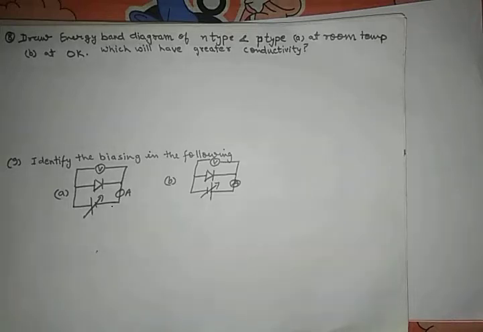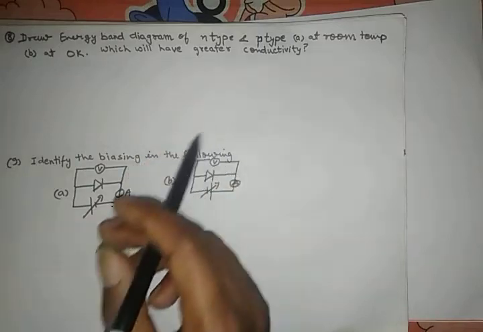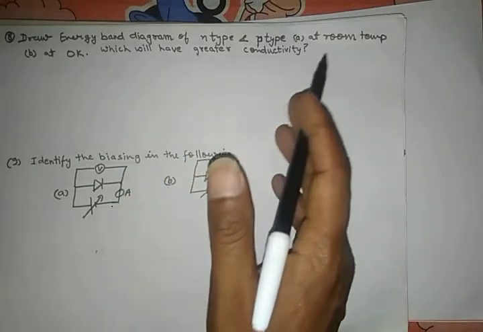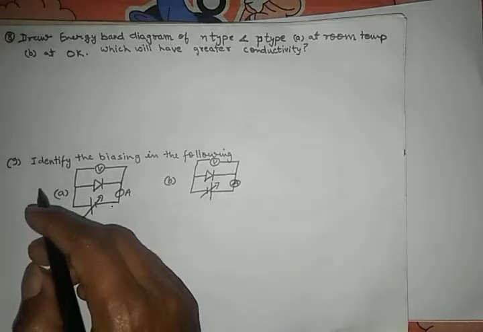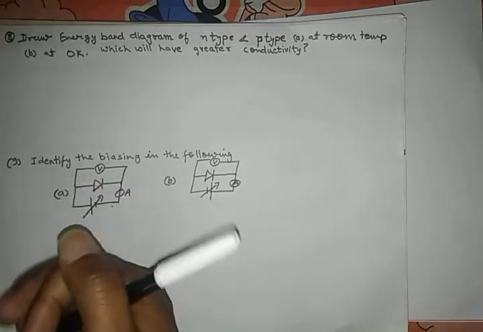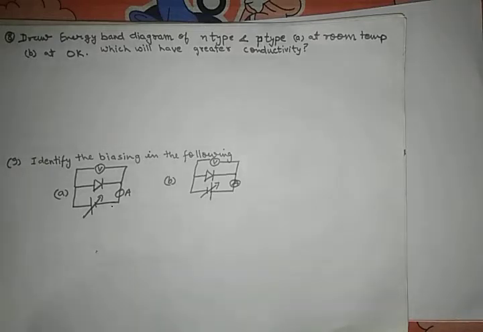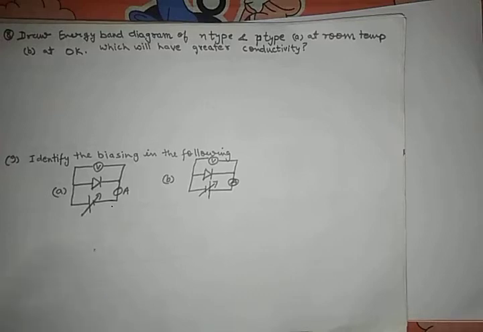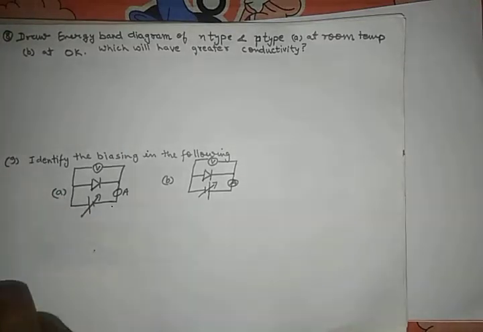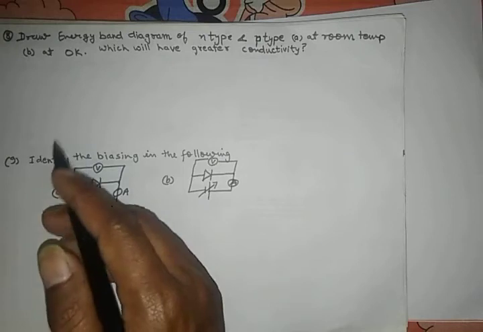So this is the question we didn't quite cover in the lecture, but such a question can be asked. Draw the energy band diagram of n-type and p-type semiconductors at room temperature and at 0 Kelvin. It is quite annoying, because how can we know which band diagram we studied in the lecture? Was it at room temperature or at 0 Kelvin?